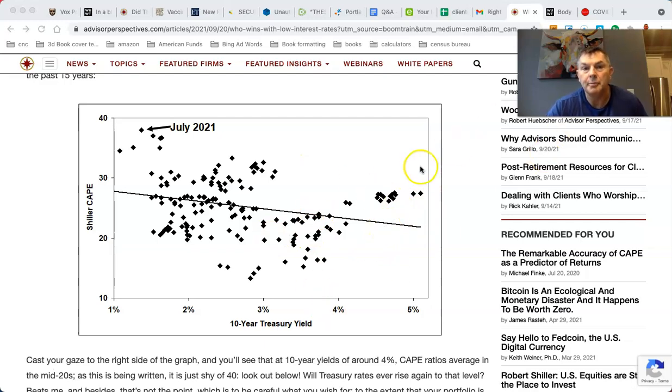Anyway, pretty good article. I'll put a link in the show notes. But if you're sitting there heavily in stocks and you think they've got to raise the rates, you'd better not be thinking that. Now, the converse of that: if you're sitting there heavy in cash and short-term bonds thinking they're going to raise the rates, you've been wrong, dudes.